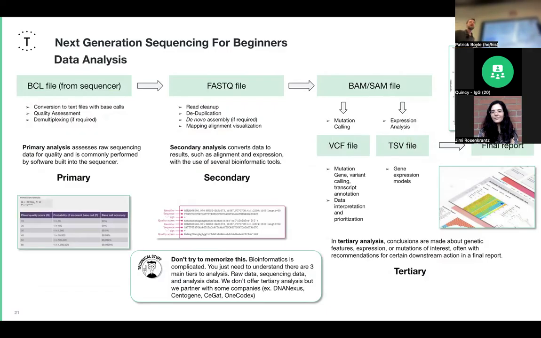Analysis. Okay, the data analysis gets really complicated really quickly, so don't worry about knowing everything here. One thing you should know though is that there's primary, secondary, and tertiary analysis. For this training, we end up stopping at secondary analysis. Primary analysis is really just looking at raw sequences and how it performed on the sequencer.